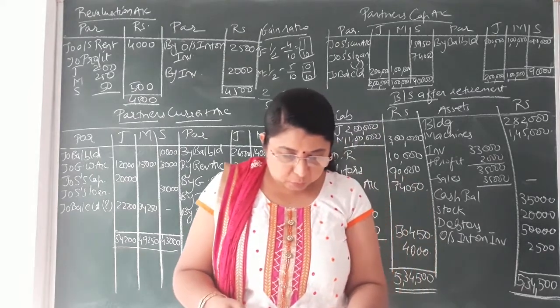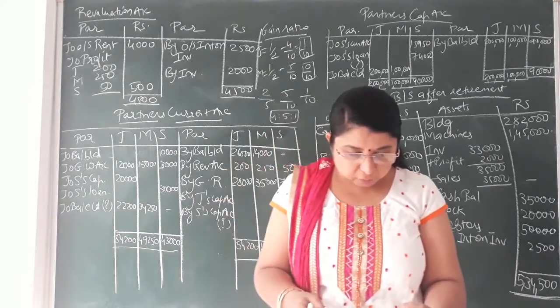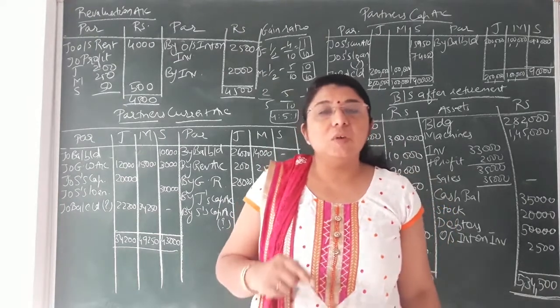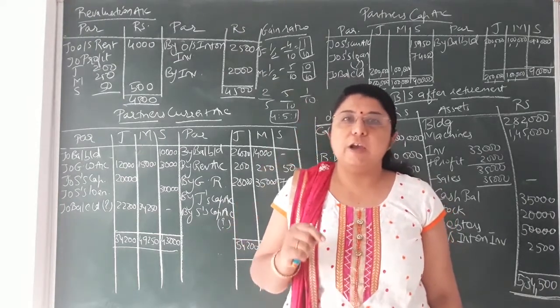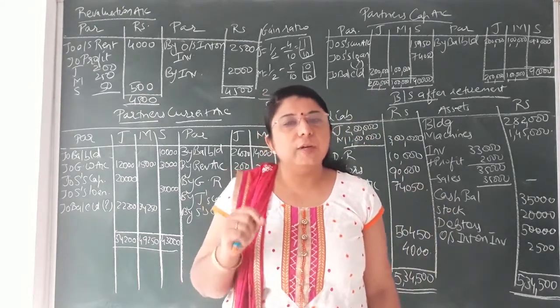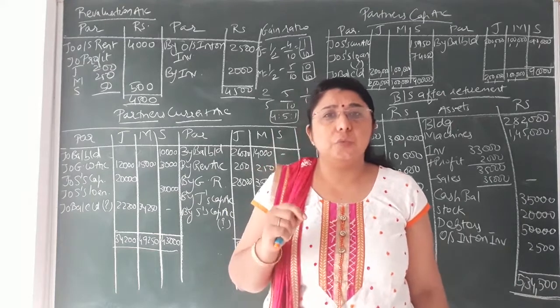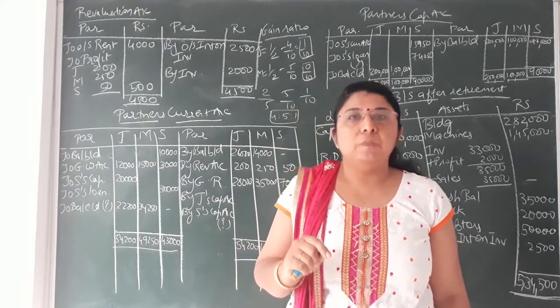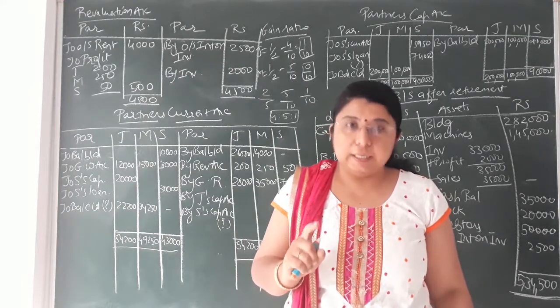Then afterwards, investment to be sold for rupees 35,000, and goodwill of the firm valued at rupees 2 lakh. It means total goodwill is rupees 2 lakh. Out of that we have to find the share of the retiring partner, and that goodwill of the retiring partner is to be distributed amongst the continuing partners in their gaining ratio. So over here we have to find the gaining ratio.